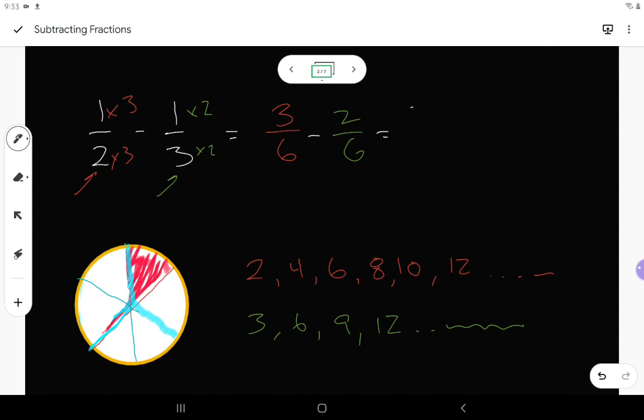Okay, so now I'm going to write it as 3 minus 2 because the 1/2 came first, the 3/6 is first, so it does matter the order I do it in. So 3 minus 2 over 6, and that gives us 1/6 remaining.